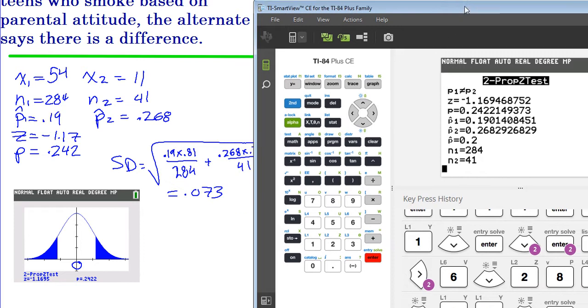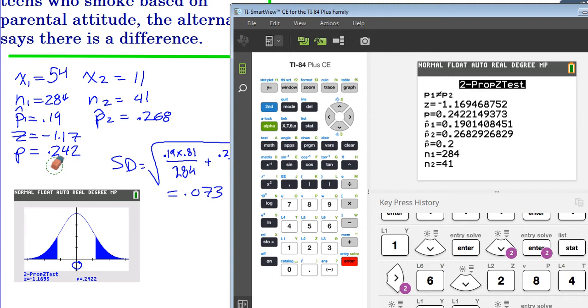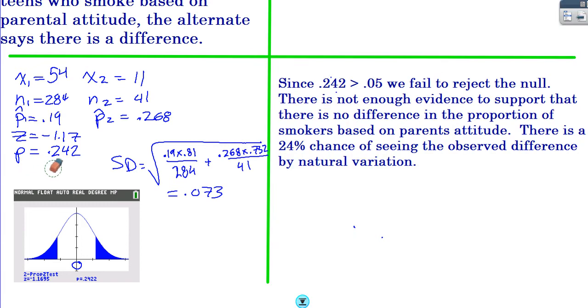Okay, so let's take a look at that p-value. Keep in mind that's what we really want to focus our attention on. So that p-value is about 24%. Notice the problem didn't really specify which significance level to use, so we'll use 5%. And so our conclusions basically stay the same. Since that value is greater than 5%, we fail to reject the null. There's not enough evidence to support that there is a difference in the proportion of smokers based on parents' attitudes.